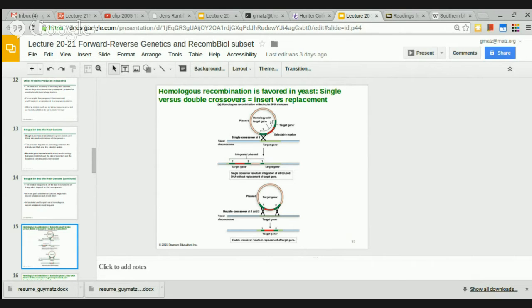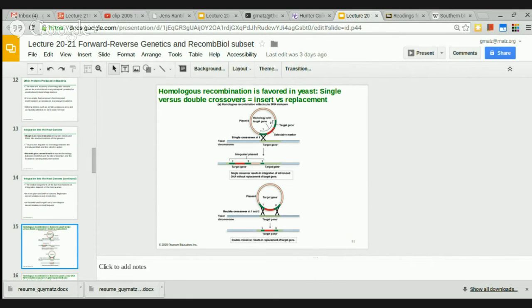But if you have only one break, this whole plasmid is just going to integrate into the yeast genome sitting next to the target gene, not replacing it. The only way to get it replaced is to have two breaks in both partners, in which case you will, in fact, replace your target gene with this one you're introducing.